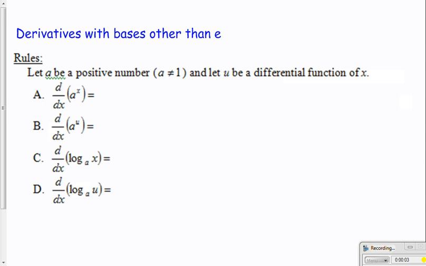Hello, this is a video for lesson 5.5, bases other than e when we are taking derivatives. This should be a quick video, so thank you for watching it.